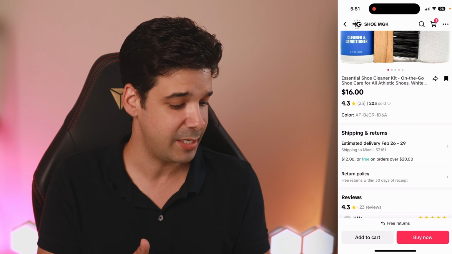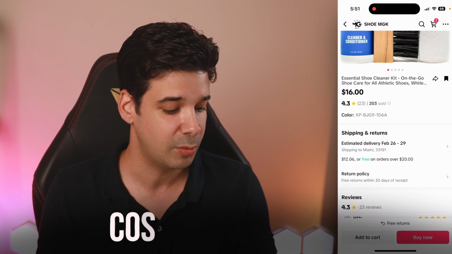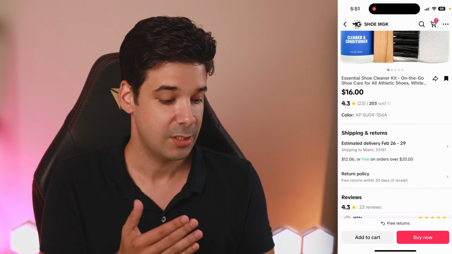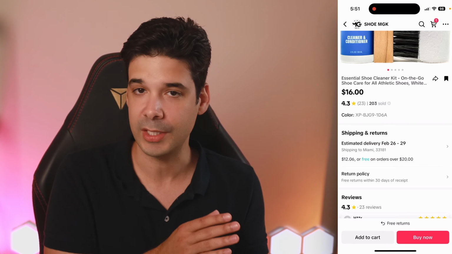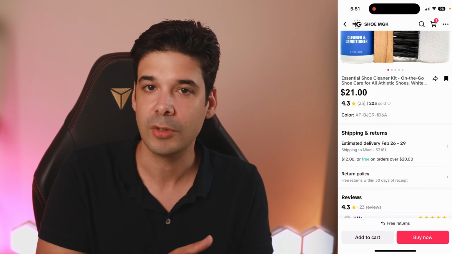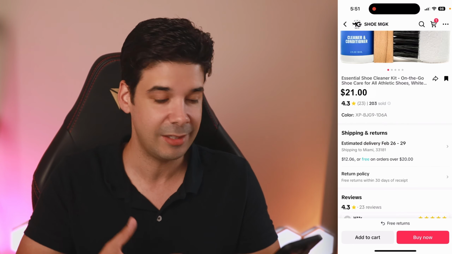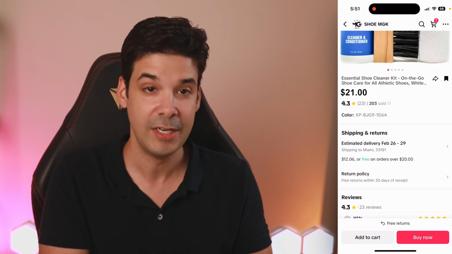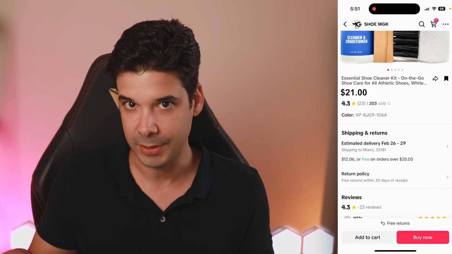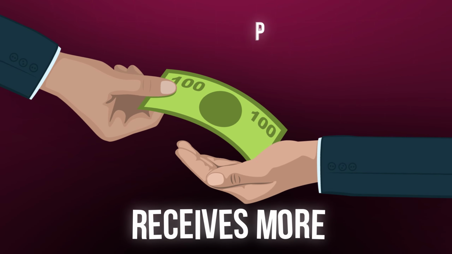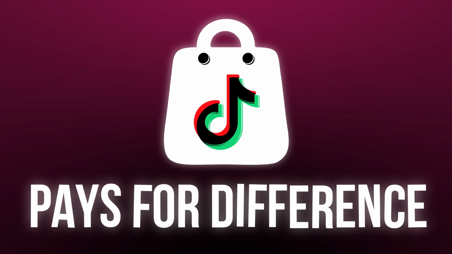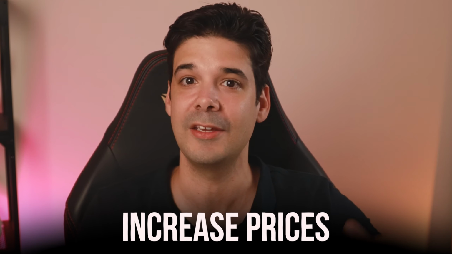So the way it's priced right now, if you want to buy this, you're actually going to end up paying $28 for this shoe cleaner, 16 plus 12. So what if the seller, instead of putting it for $16, puts it for $21, right? The customer will get free shipping. You will only pay $21 for the same item. The seller will receive $21 plus the shipping. So the seller will get more money and the customer will pay less for the product, and TikTok Shop will be paying for the difference out of their pocket. So look at your product price and see if you can increase it by a few dollars to get the free shipping promotion.